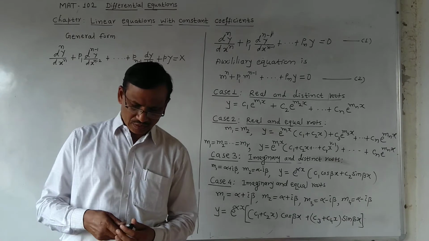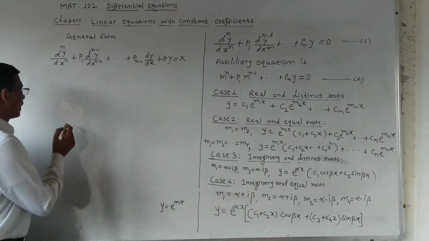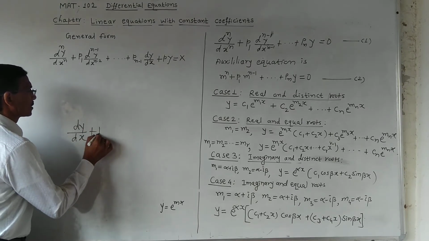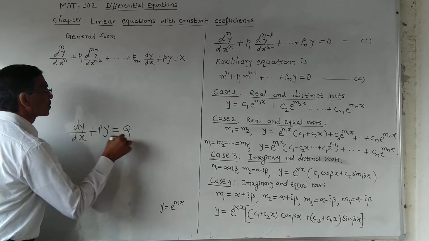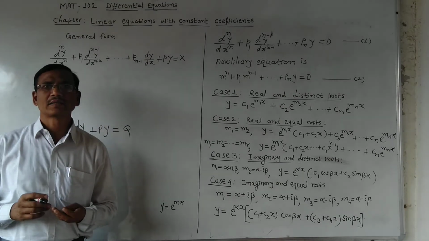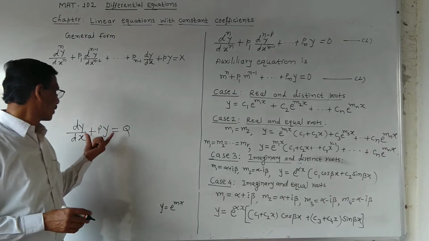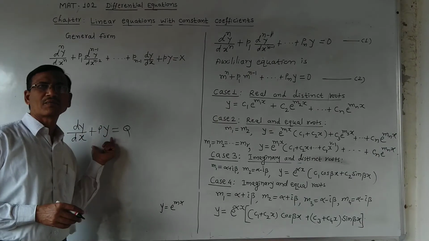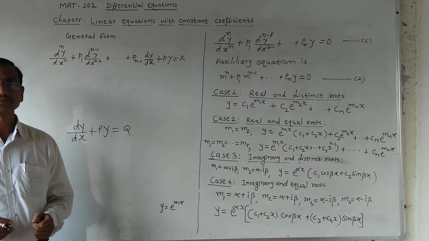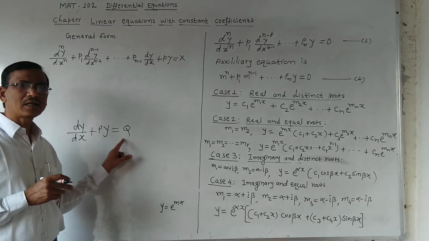Now in the first chapter we have seen the linear differential equation of order 1, and its general form is dy/dx + Py = Q. In this equation, P and Q are either constants or functions of x, and we know the method of solving this differential equation by finding the integrating factor. This is a linear differential equation of order 1.